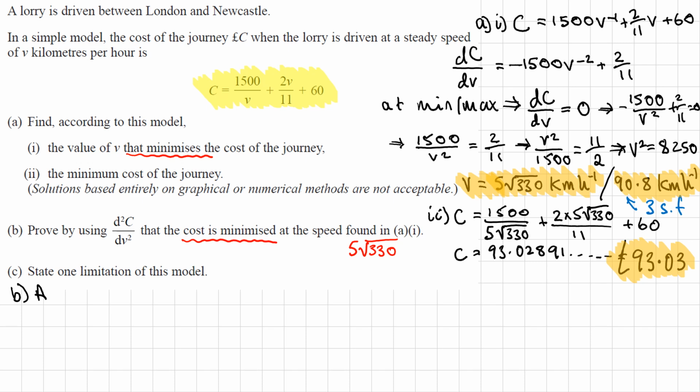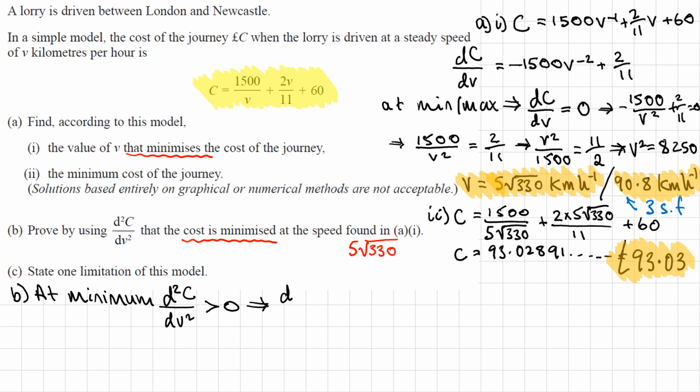So I'm just going to state that. At a minimum, the second derivative d squared C over dv squared is going to be greater than 0. Now how do we do that? We're going to differentiate a second time. We're going to substitute in v and we should get a positive number.